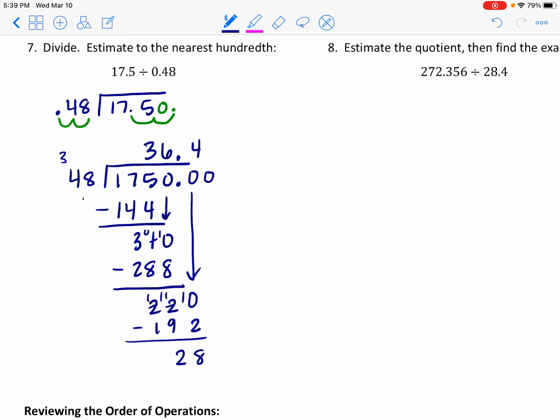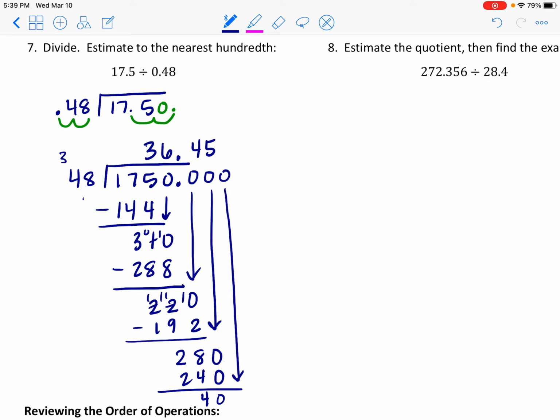I can tack on another 0 if I want to. And how many times is it going to go into 280? 6 was too much, so let's go with 5. And 5 times 48. So 5 times 8 is going to be 40. So let me put the 0, carry the 4. That's going to be 24. And then I have 40 left over. And then I can tack on a 0. And we can see how this can just keep going.